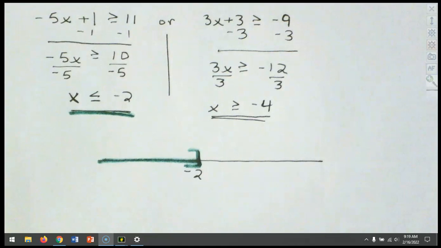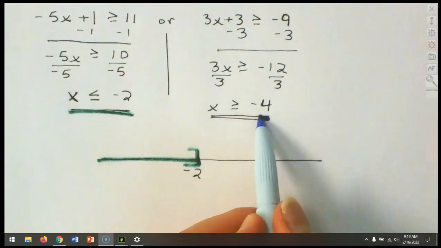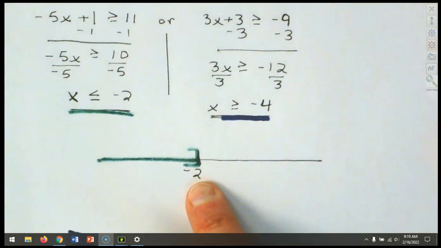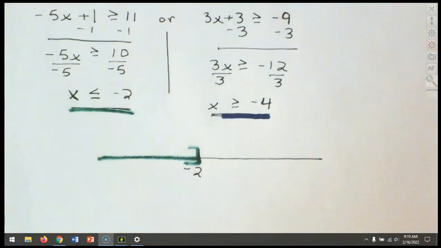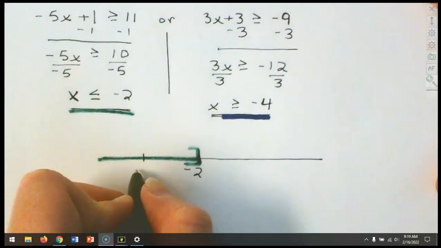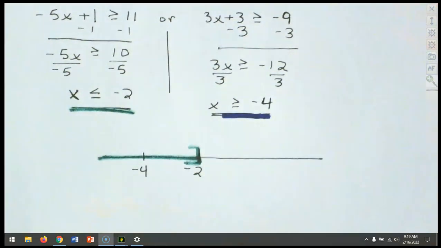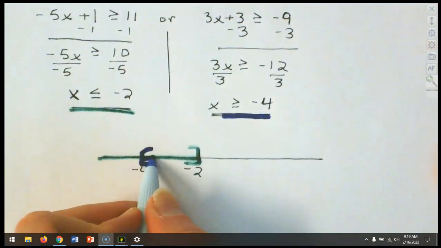And the other one, we have to be careful. Make sure you put them in the right order. Okay, negative 2 is here, so where's negative 4 going to be? It's going to be back to the left, isn't it? So it's going to be over here somewhere. And which way is it pointing? Okay, it's pointing to the right, and we're going to use a square bracket.